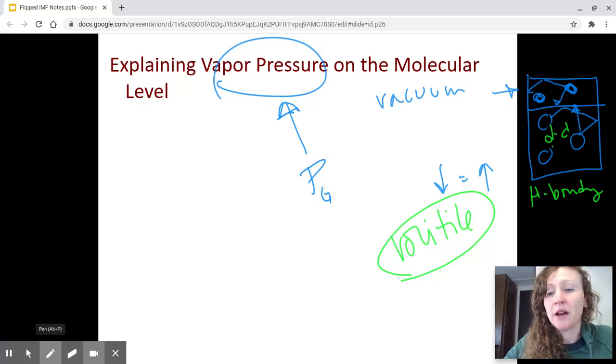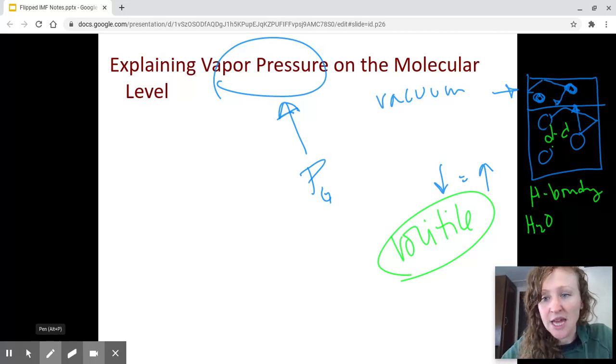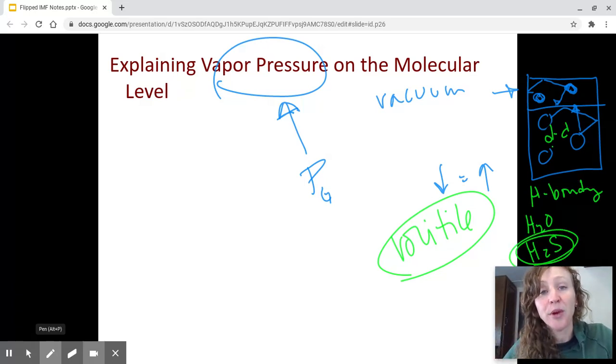If you compare the vapor pressure of H2O, which has hydrogen bonding dipole forces, and H2S, which has only dipole forces, not hydrogen bonding dipole forces, H2S is probably going to have a higher vapor pressure because it has weaker intermolecular forces.